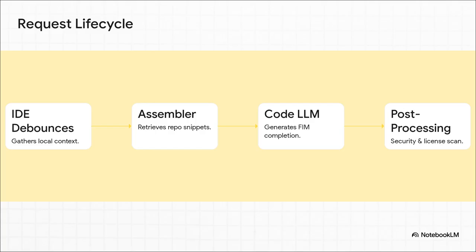Step 2, the context assembler frantically retrieves repo snippets. Step 3, rapid generation via the FIM model. Step 4, instant post-processing for security. All of this is happening before that little gray ghost text ever even appears on your screen.